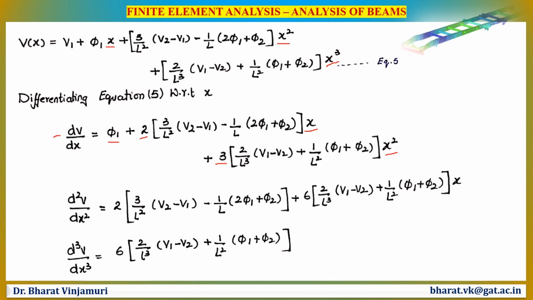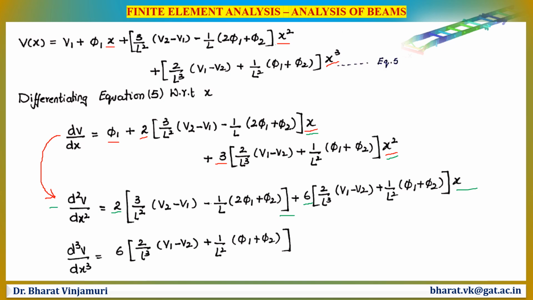Now differentiating this dv by dx once again, we get d square v by dx square. Since phi 1 is a constant, you don't see any phi 1 term here. Since we have a constant multiplying x, you don't see the x here. It will be left with only 2, and instead of 3x square, we will have x, and 2x will be there, whose value will be 6. This is how we have differentiated.